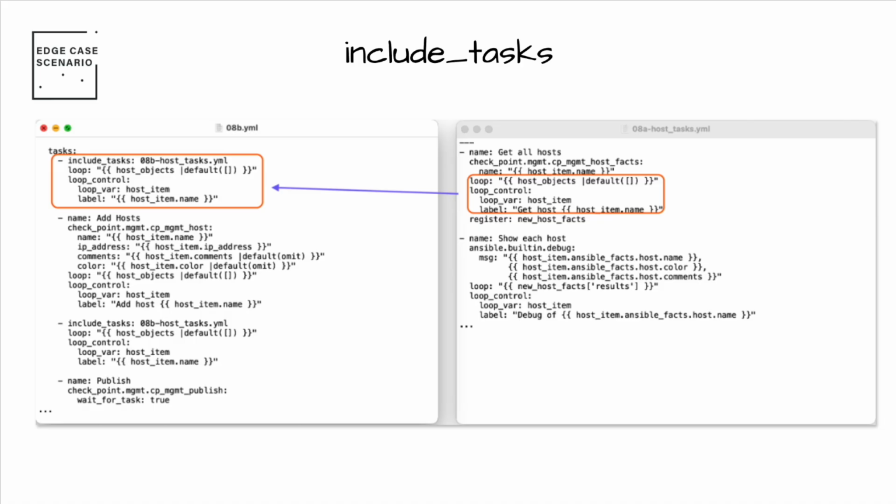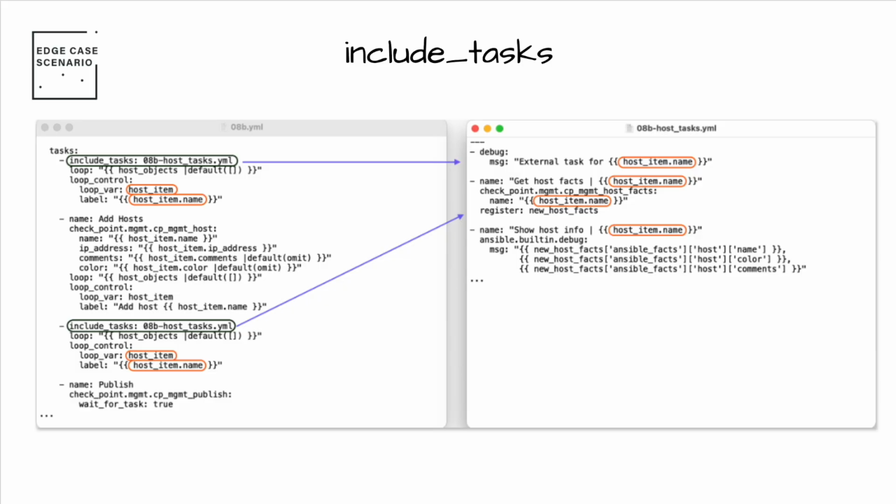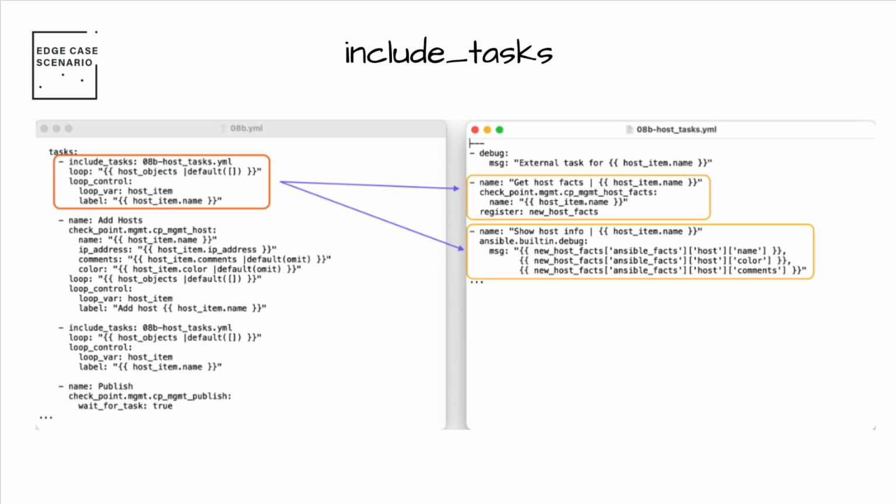This creates some very interesting effects for us. The loop control parameter remains unchanged, along with the loop var, although I slightly trimmed the label. When using this technique, the loop item variable used inside the external task list has to be the one set by the loop var parameter from the parent task. When Ansible loads the external task list, these tasks are added to the playbook flow just as if they were written in the main playbook.